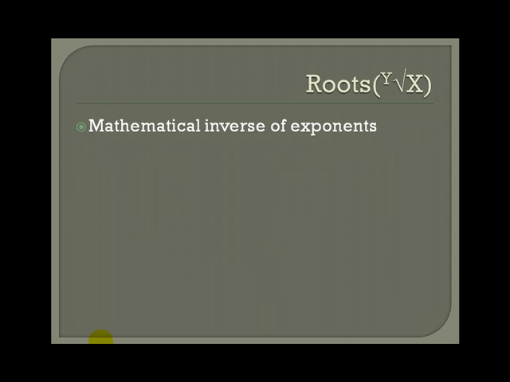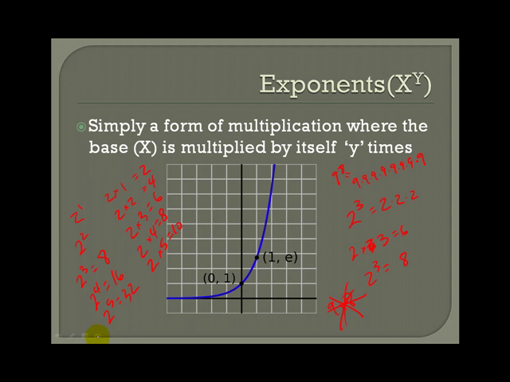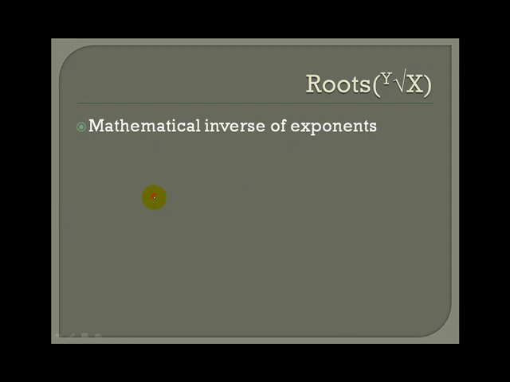Roots are the mathematical inverse of exponents. So if we come back here and we say, let's see, the square root of 32 should give us 5, right? 32 square root 5.65.